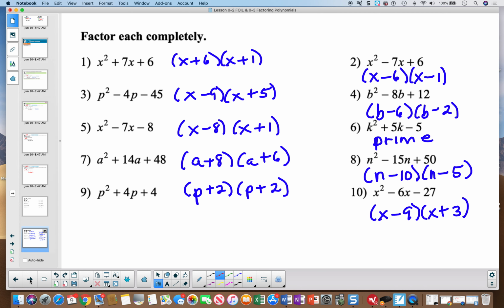And here are the answers. I want you to notice that number 6 is prime. In other words, there was no way to factor that.